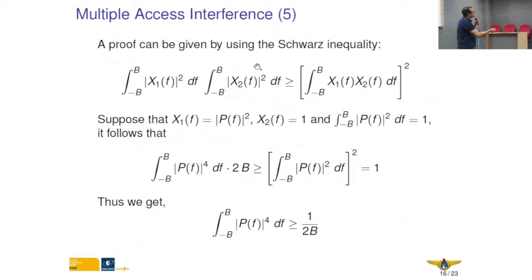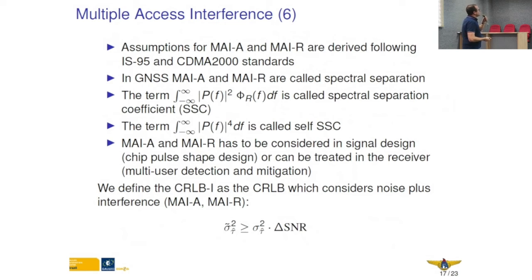We can use here the Cauchy-Schwarz inequality, and then we plug in for x1 the power spectral density of the chip pulse shape, and x2 is equal to 1. We also assume again that we normalize the power of the chip shape to 1, and thus it follows that this integral to the power of 4 times 2b is larger than 1, and we arrive at the lower bound. So this is interesting. We can also consider a signal design that could minimize the intra-system interference and so optimize our performance.